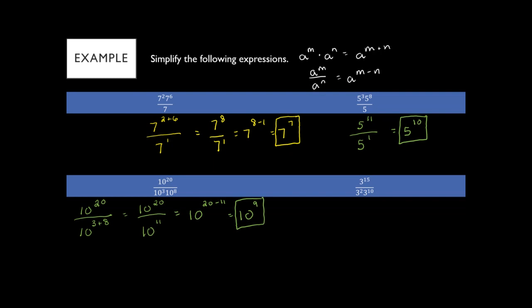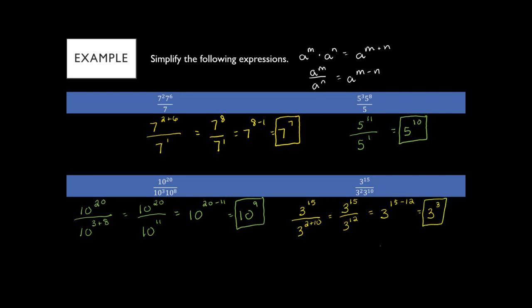So same thing on the right, we have 3 to the 15 over 3 squared, 3 to the 10th. So 3 to the 15, and then I add the 2 plus 10 for my exponents in the denominator. So I have 3 to the 15 over 3 to the 12th. Now we're going to use the rule where we subtract. So it's going to be 15 minus 12, the top exponent minus the bottom one. And that gives us 3 to the third.